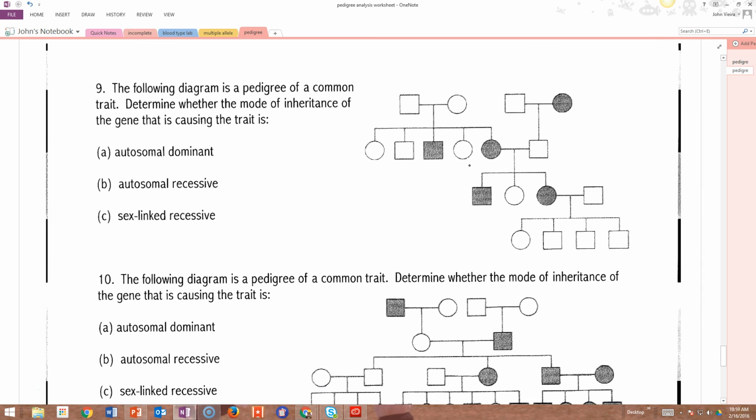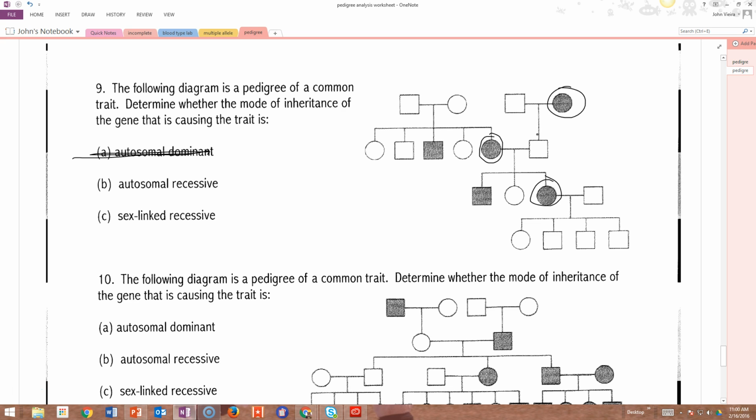So number 9. Recessive, right? Because of this. Recessive. Now, sex-linked or autosomal? So we look at the recessive females. Recessive female, recessive female, recessive female.